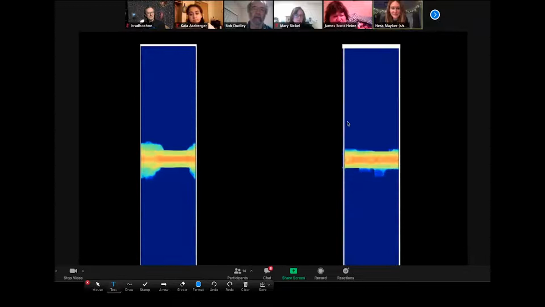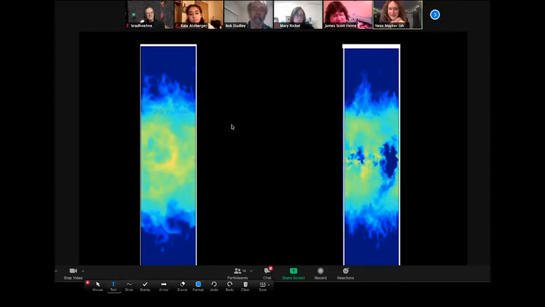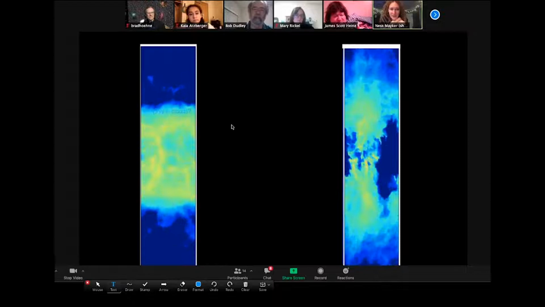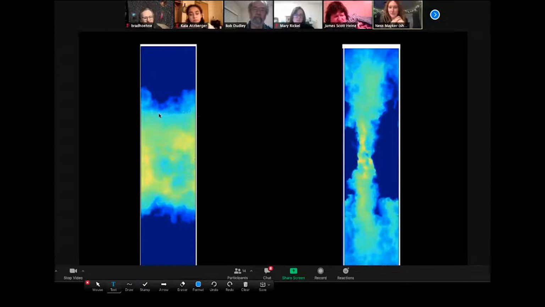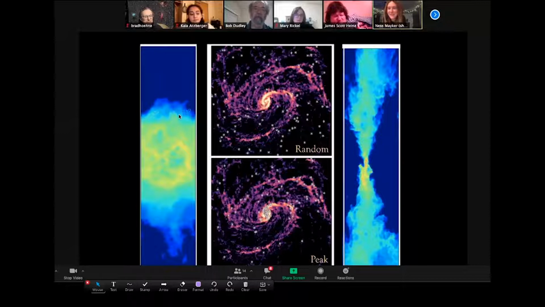You can already see a difference in how the gas is behaving. The one on the right has cavities being formed, cavities of no gas. And the one on the left still has most of the gas there. It's just getting poofier, more flocculent. All right, so can you annotate, draw a line from which model you think goes with which simulation?